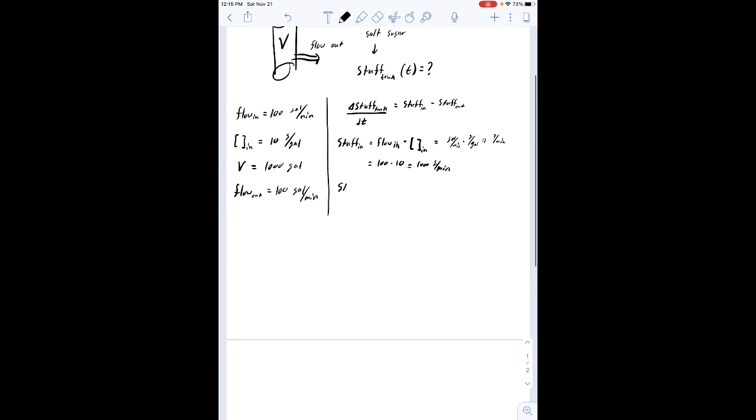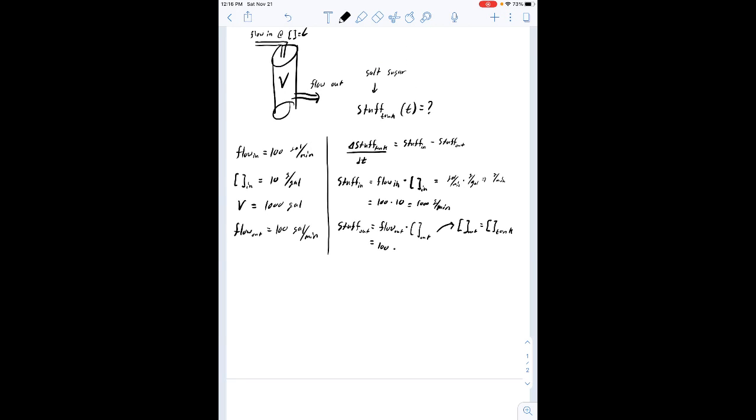Okay? So now we ask, what's our stuff coming out? Well, it's going to be the exact same as above. It's going to be flow out times concentration out. We know what our flow out is. That's the same as above. But now, what's our concentration going out? Our concentration going out is going to be equal to the concentration of our tank, right? Because it's going to be mixing all up when it's in here, and then it's going to be going out.